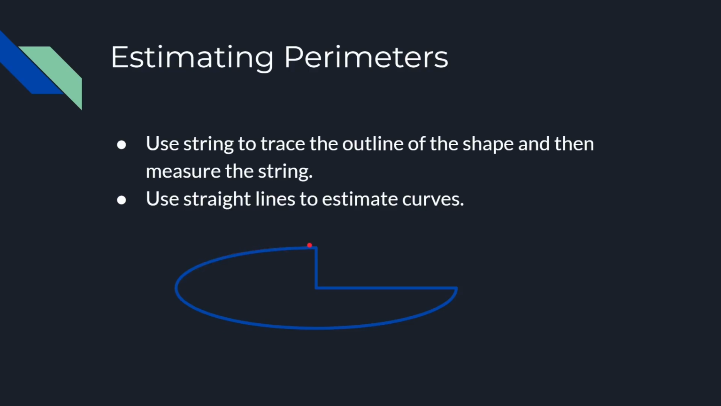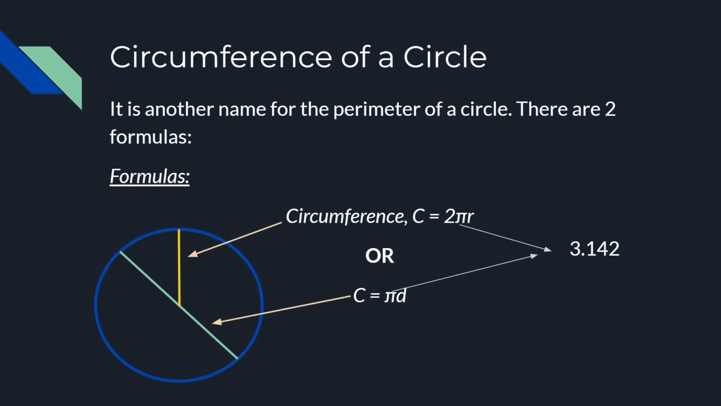The more sections you break it up into, the closer you get to the actual value for the length of that curved section. And then, measuring the overall length of the string that completes the trace will give you the perimeter of the shape. Now, circles have a unique name for their perimeter.